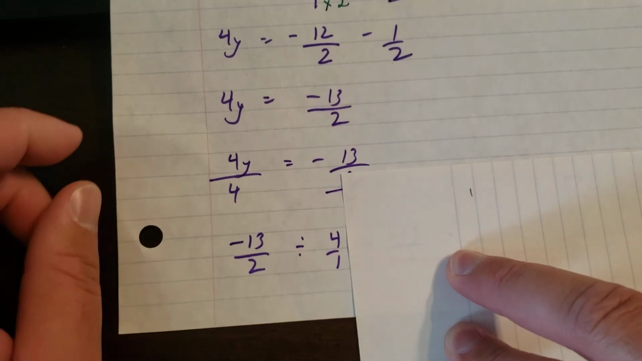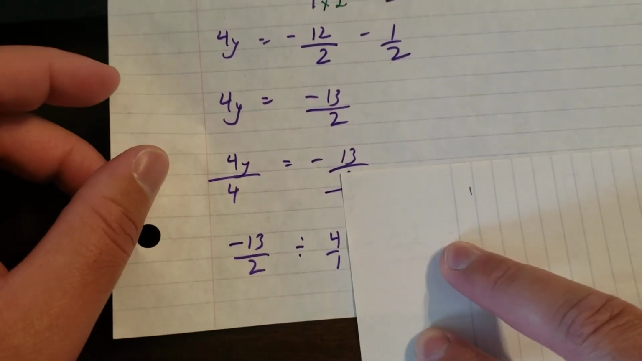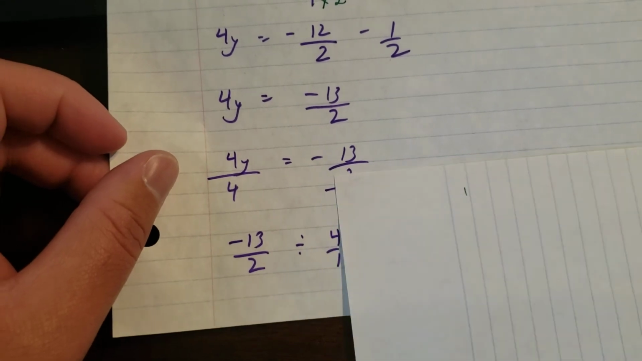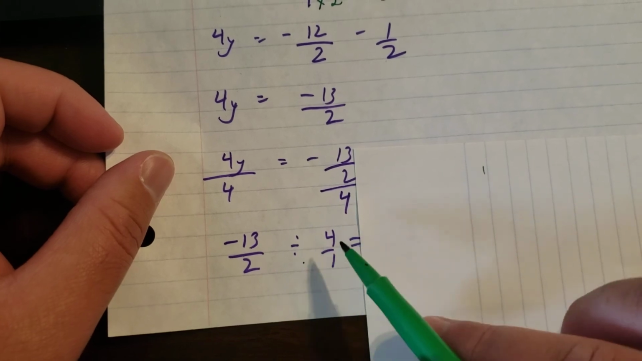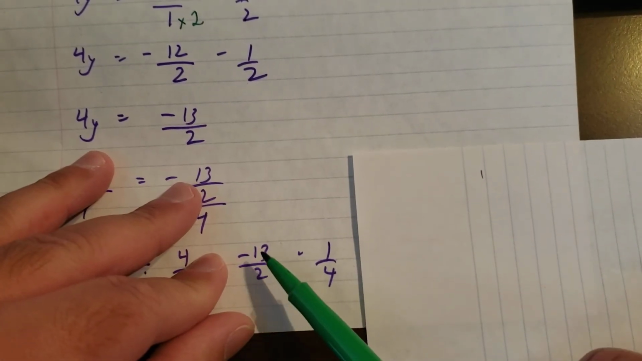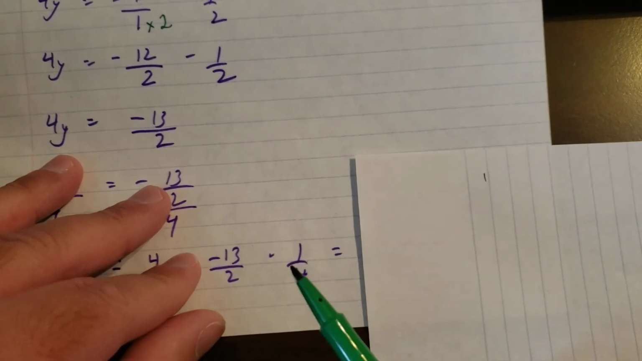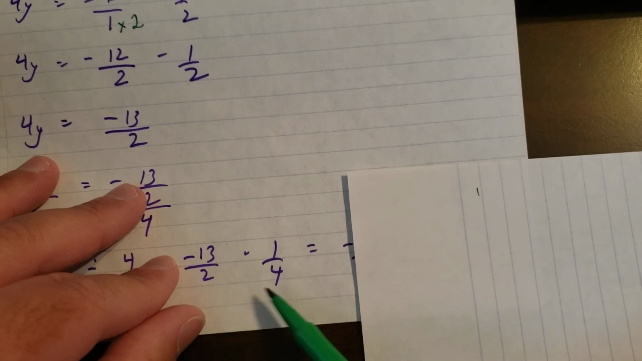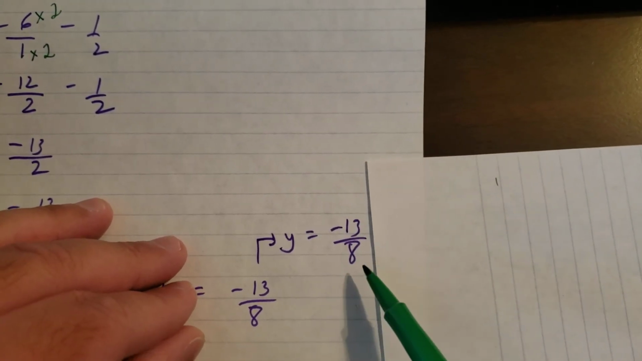So negative 13 over 2 divided by 4 over 1. Well, remember, to divide fractions, you multiply by the reciprocal. So I keep this first fraction the same. I multiply by the reciprocal of 4 over 1, which is 1 over 4. And now I simply multiply negative 13 by 1, and then 2 by 4. So negative 13 times 1 gives me negative 13. 2 times 4 gives me 8. So my answer, y equals negative 13 over 8.